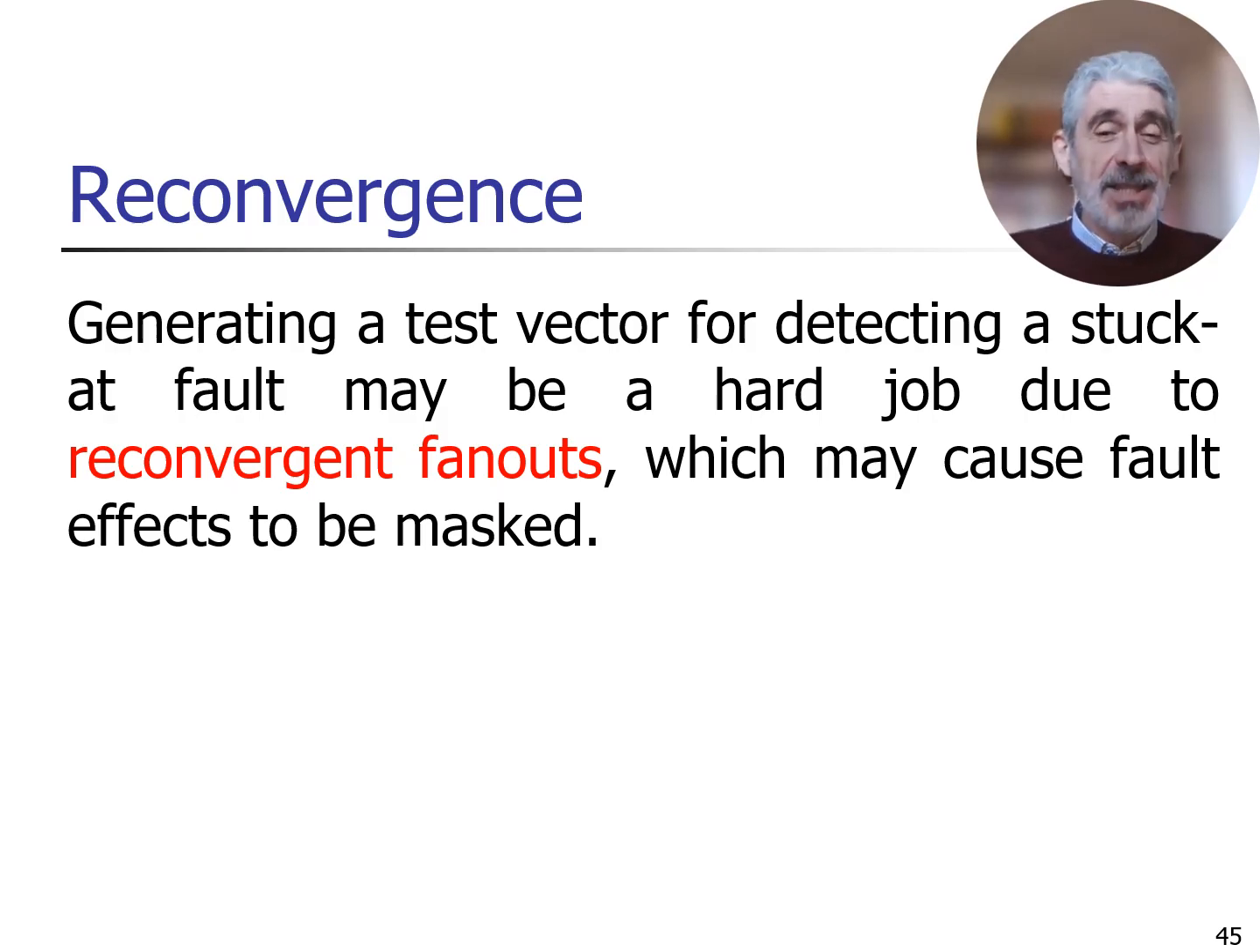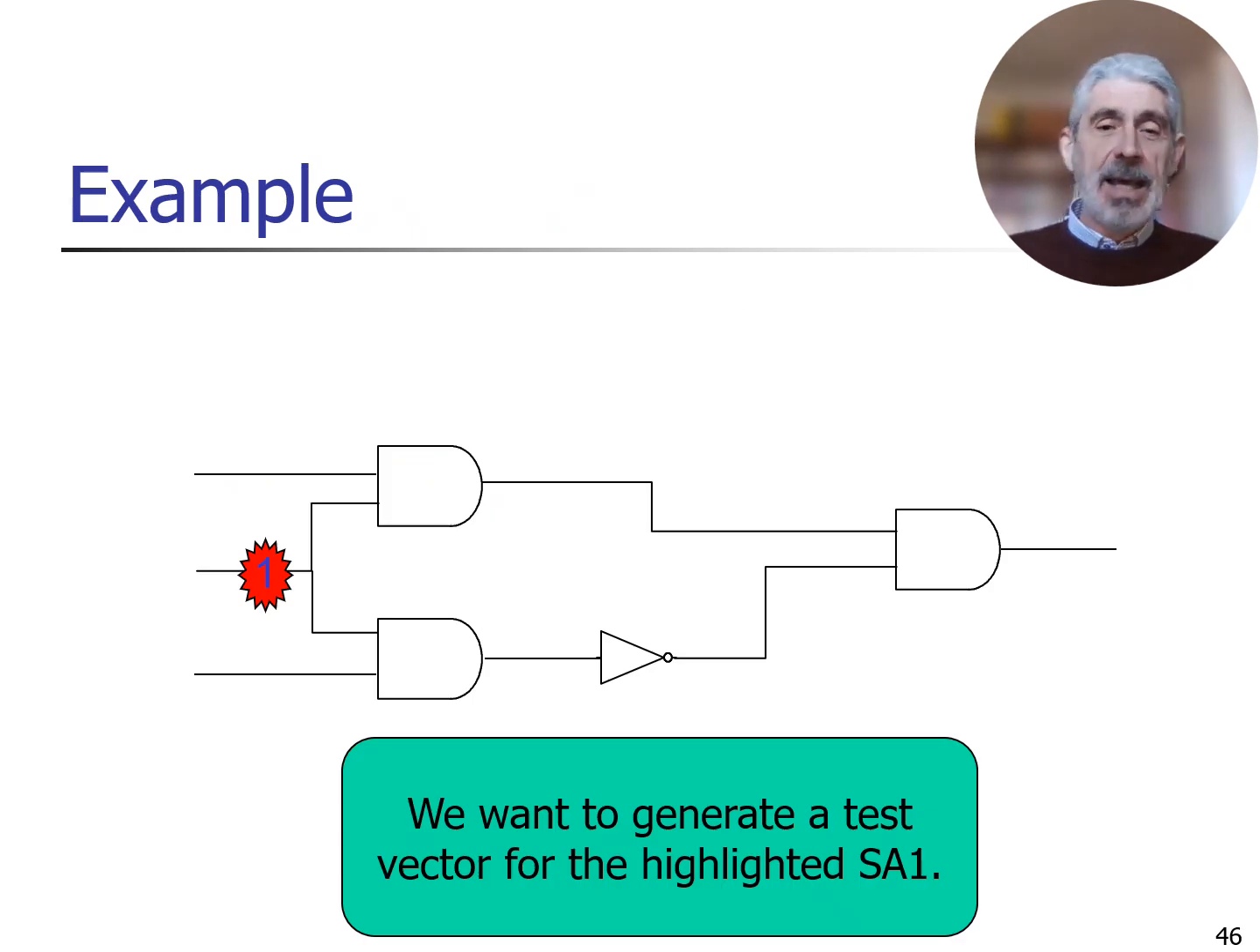Still speaking about fan-out branches, a specific case, which is a common one, is the one of reconvergent fanouts. Reconvergent fanouts are a problem when generating test vectors for stuck-at faults, because a specific phenomenon called masking may arise. Let's see a simple example, and let's consider a stuck-at one on this central input line for this circuit. And let's imagine we want to generate a test vector for the stuck-at one on this line.